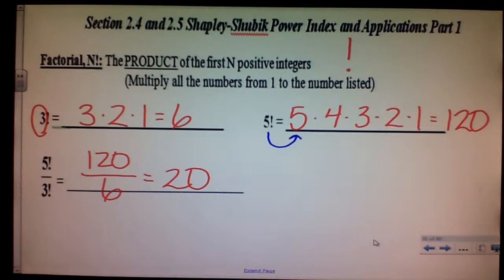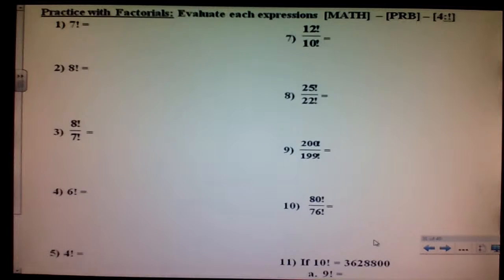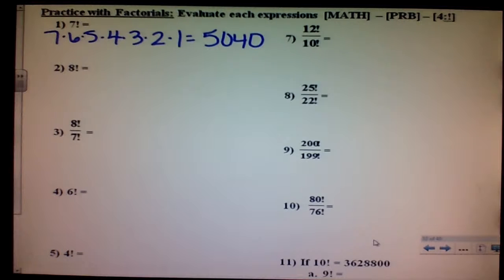Okay, so 7 factorial. 7, 6, 5, 4, 3, 2, 1. Okay, 5,040. That's not bad. There is a shortcut on your calculator. However, listen to my words, because it will be on your test too. You will see 3 of these problems on the test. You have to show me the work before you give me an answer.